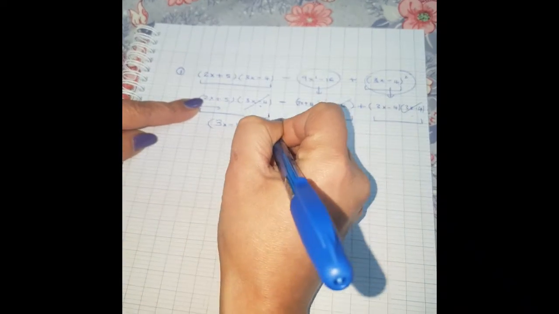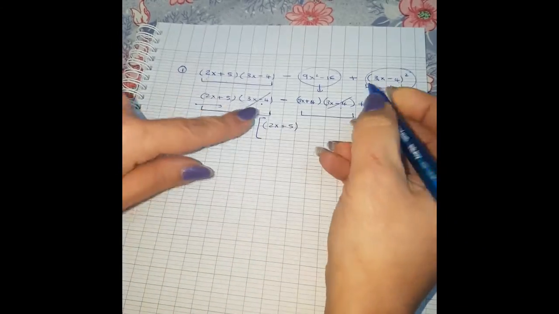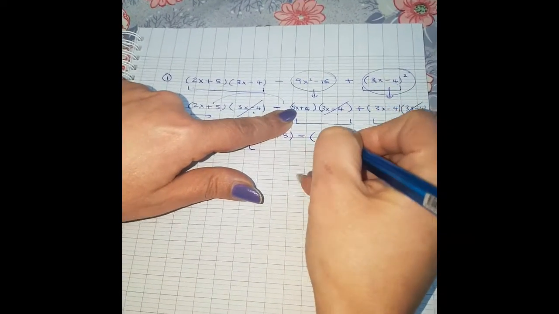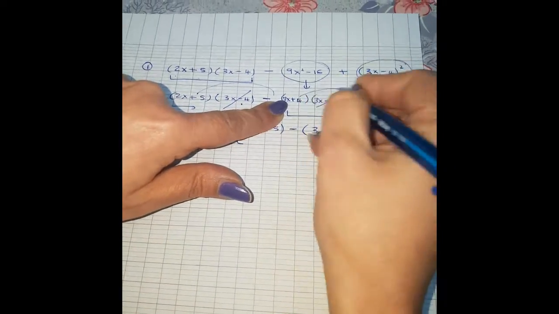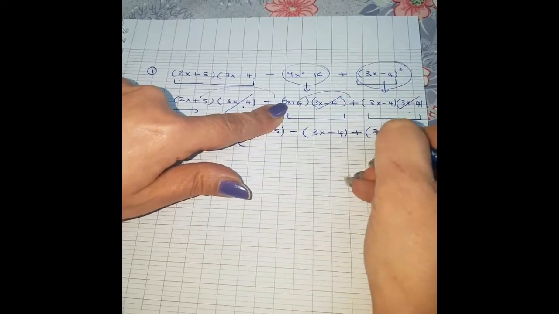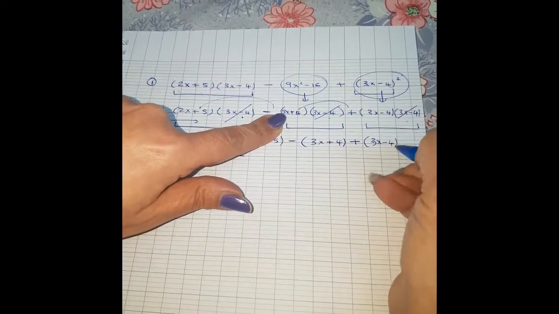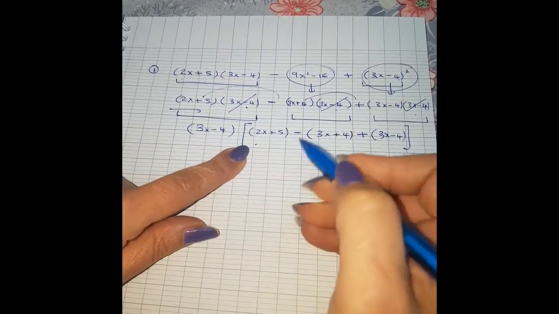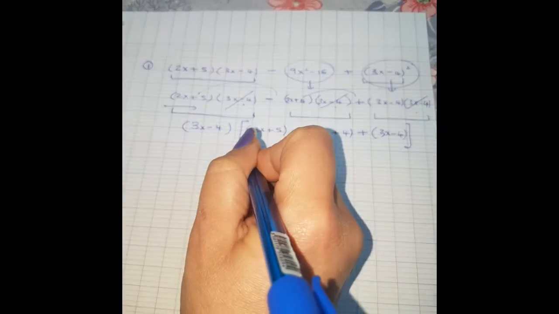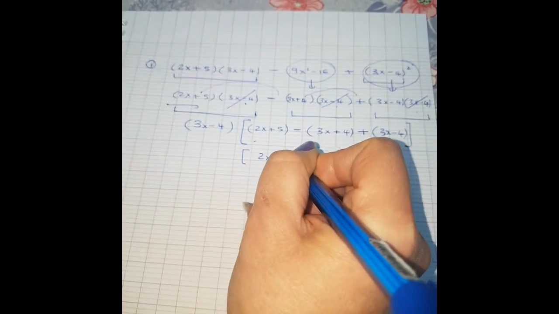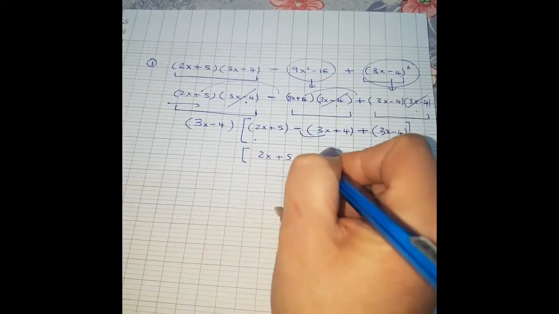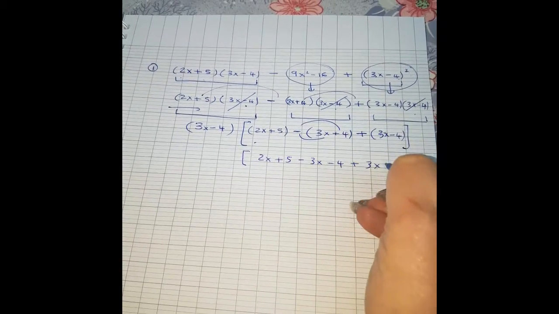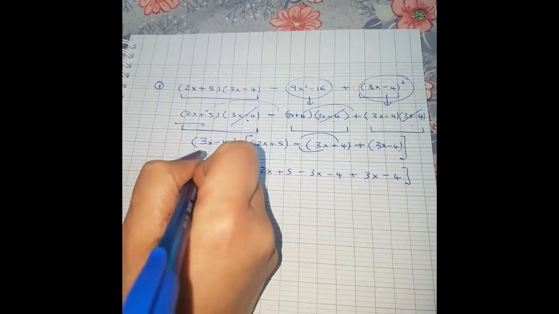I have 2x plus 5 in parentheses. I jump. I have a minus sign. 3x plus 4. And then I jump. I have a plus sign. And I have a 3x minus 4. And now what do I do? I open within my bracket to see what the like terms are, add and subtract them. 2x plus 5, I distribute my minus: 3x minus 4 plus 3x minus 4. And now I start adding and subtracting.